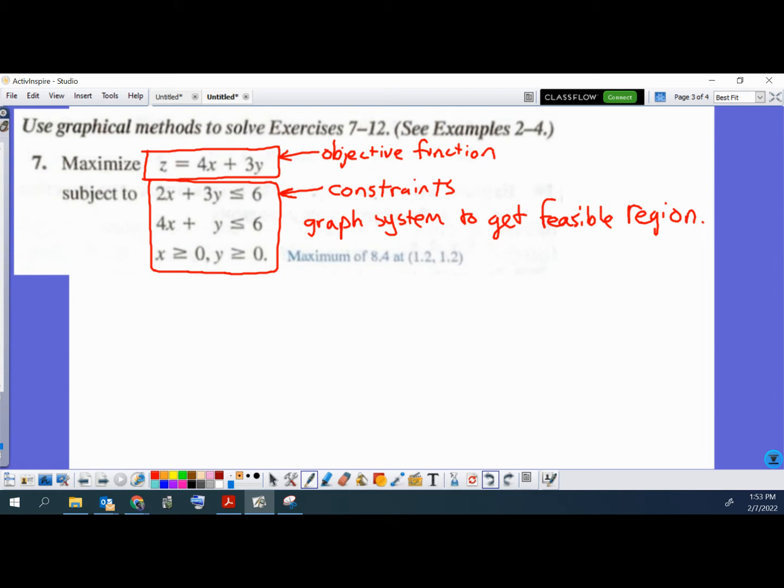And then the other thing is, you can't make a negative number of cakes and you can't make a negative number of cookies. So those two constraints are very, very common, X and Y, both greater than or equal to 0.